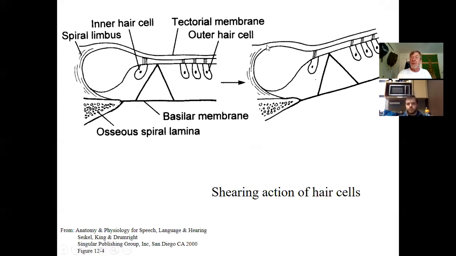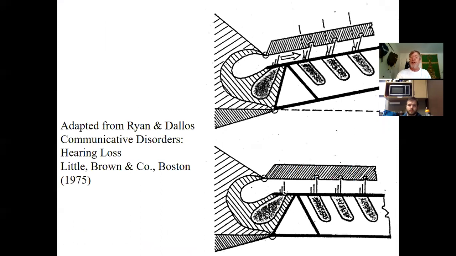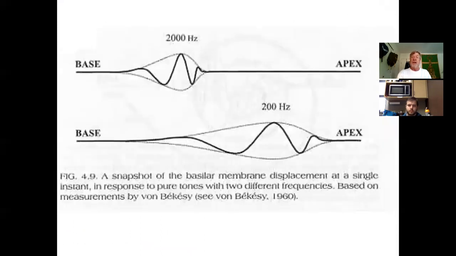Here's one pivot point, here's the other pivot point, and therefore a bending of the hairs. Similarly shown there. Now we're talking about the traveling wave shape itself, and we said last week, and we'll highlight it again this week, the traveling waves are asymmetrical. They're not like little diamonds. They're shaped like kites. They have a steep front and a longer tail.